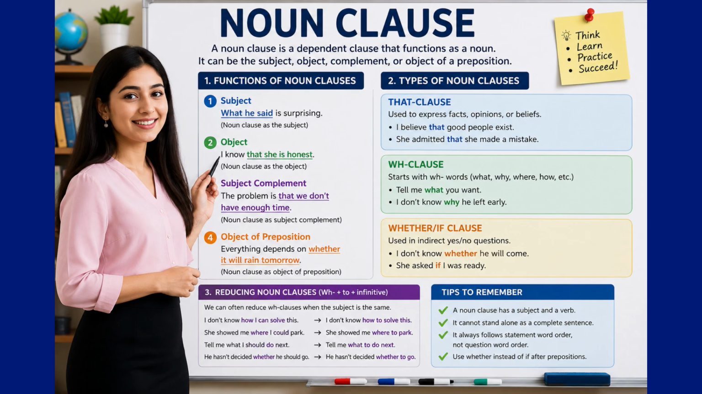Although "if" and "whether" often have the same meaning, "whether" is more formal and must be used after prepositions. For example, "Everything depends on whether they agree." Using "if" after a preposition is considered incorrect.